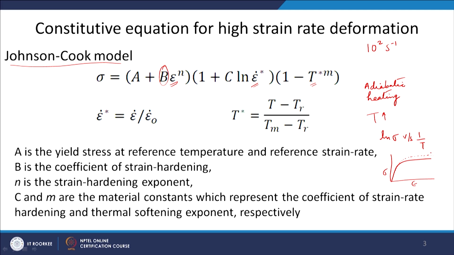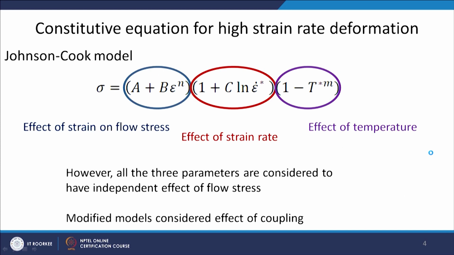Okay. So, I just forgot to bring it out earlier. So, I am doing that now. So, basically the Johnson-Cook model, if you see, okay, it contains 3 terms. So, the first term brings out the effect of strain on flow stress. Okay, you have a strain term with a strain hardening coefficient. The second term brings out the effect of strain rate, okay, and the third term brings out the effect of temperature on the flow stress.